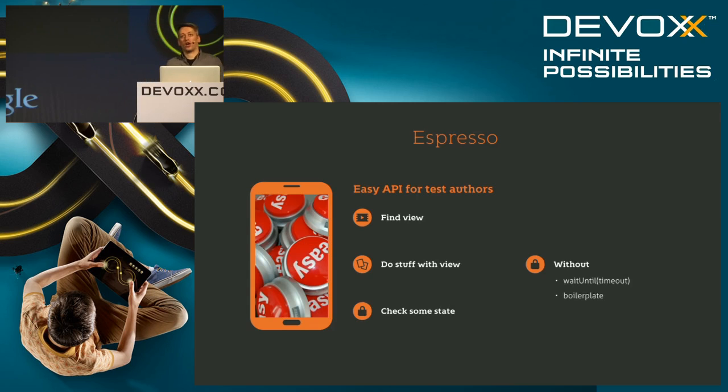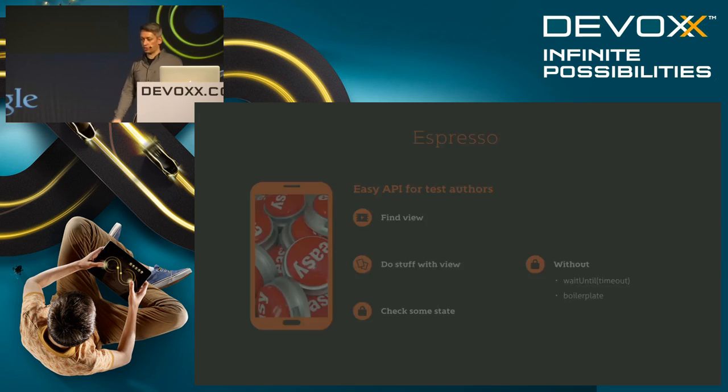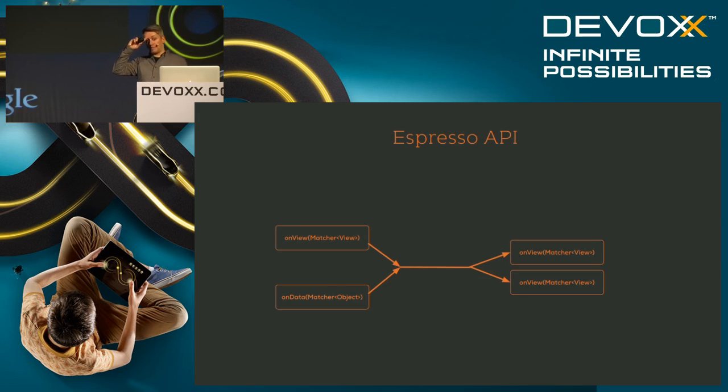So basically, when you're writing tests, what will happen quite a lot is you will find views, you will do some things with the views, and then at the end, you will check the state, for instance, of that view. Since you're doing that so often, you will see Espresso will really help you, without a lot of boilerplate, without additional timeouts and so on that you need to worry about. And basically the API is super simple.